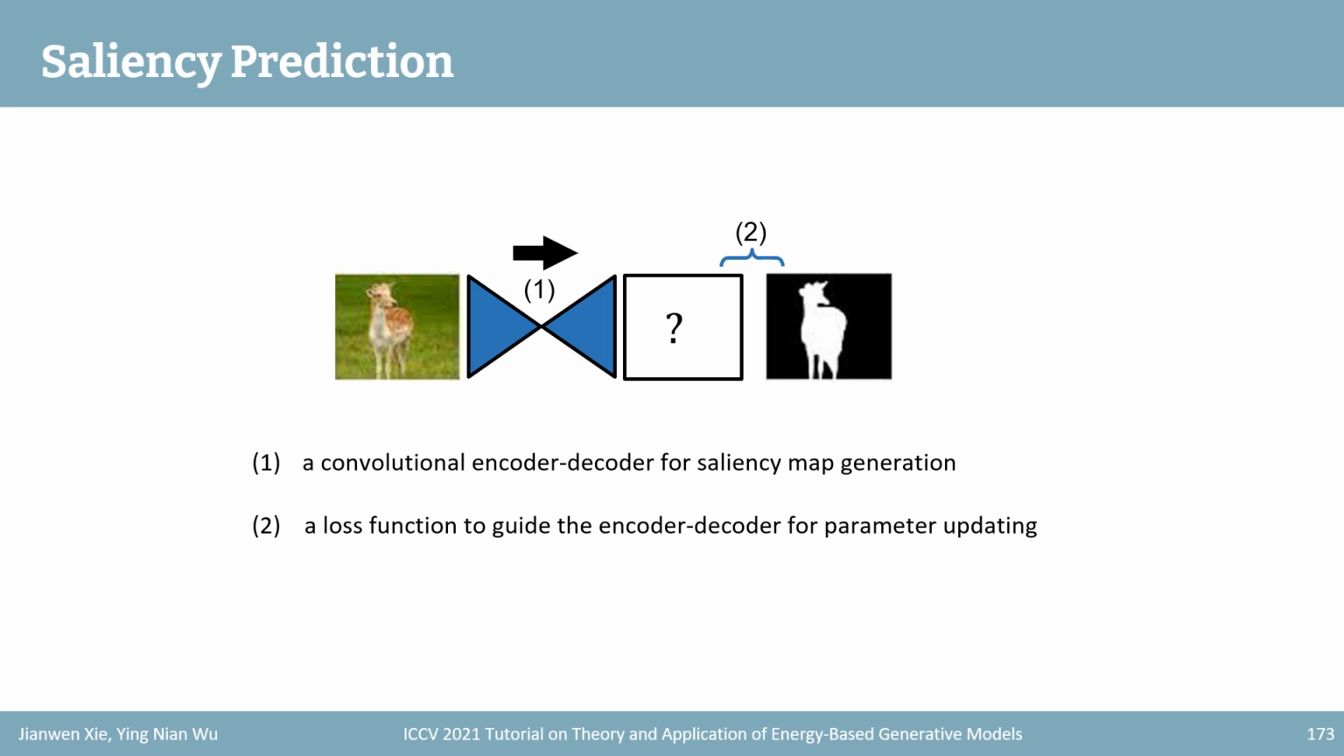A conventional framework for deep salient object detection involves two main modules. The first one is a convolutional encoder-decoder for saliency map generation. The second one is a loss function to guide the encoder-decoder for parameter update. The goal of the above two modules is to achieve a mapping function from the input image space to the output saliency space.